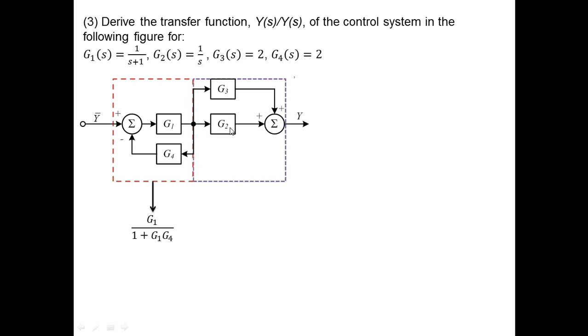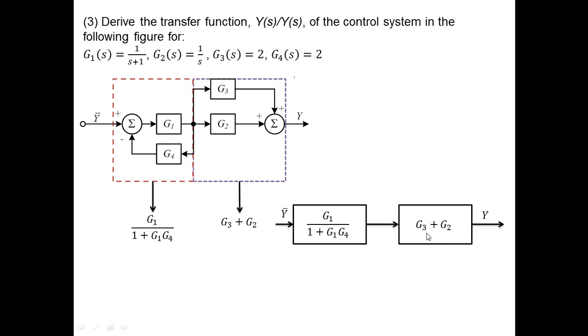So in order to simplify these two, because they are parallel, the simplified transfer function of these two routes is just the summation of G3 and G2. So the resulting transfer function for these two parallel routes will be G3 plus G2. So the simplified version of these two blocks will be G1 over 1 plus G1 G4 as the simplified feedback loop, and G3 plus G2 as the simplification of the two parallel routes.